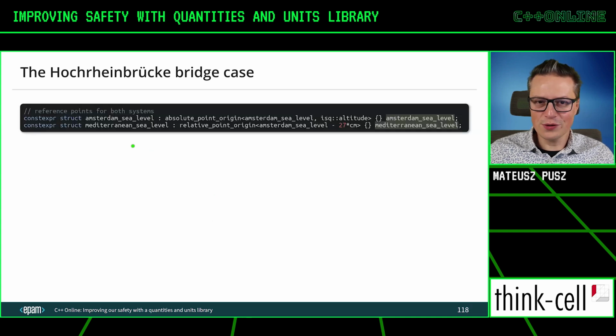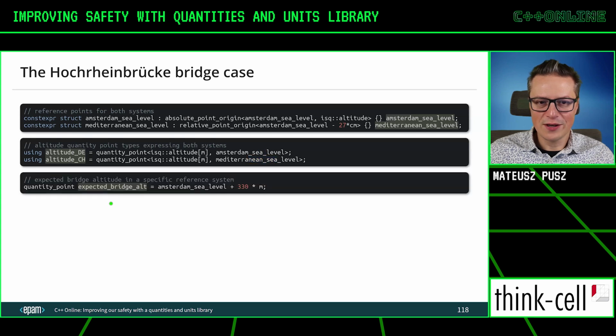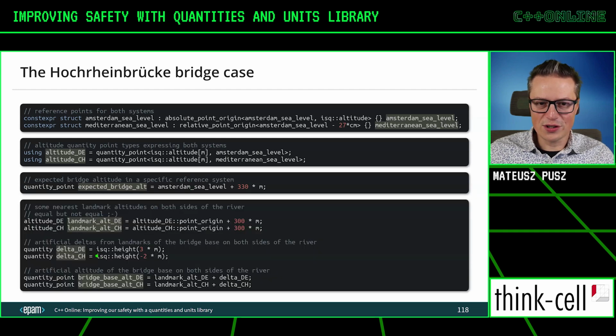If you're using this with code, you could provide those two points. One will be an absolute point origin, and one will be relative to it with the 27 centimeters difference. You can define altitudes for one point and another one for Germany and Switzerland. You can specify some expected bridge altitude, and then some additional operations for the nearest landmarks, some deltas from the landmarks when the base of the bridge is basically touching the ground.